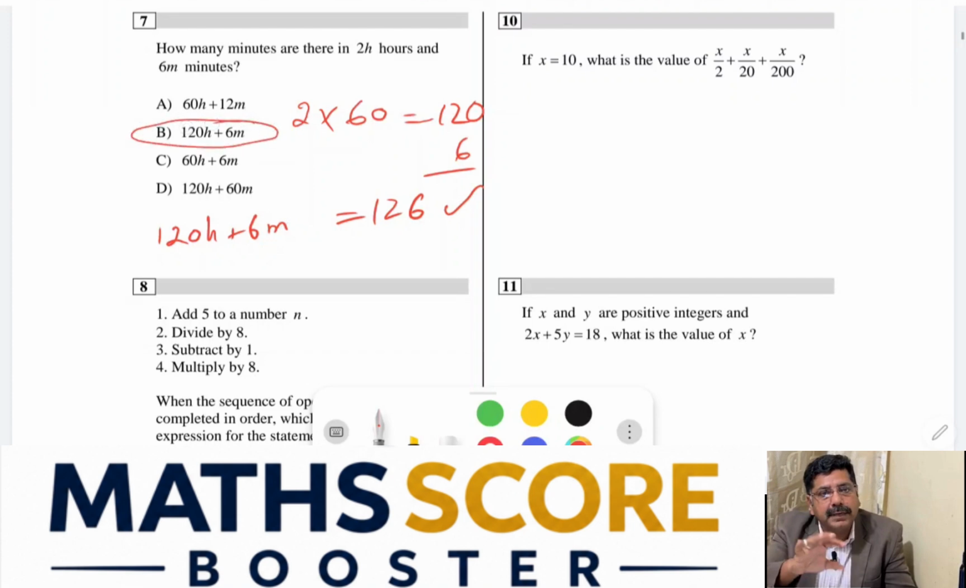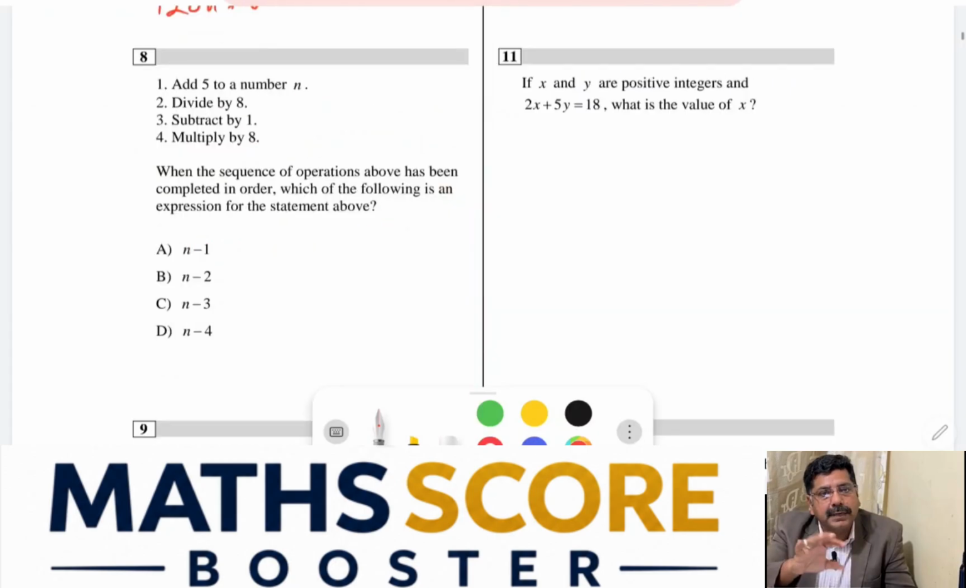If we want to calculate actually the minutes, we can calculate like this, but in this case we need to do the other thing. Okay, question number 8 we will do later, but as it is here on the way, we will solve it now. It is step by step. How will it be step by step? First is add 5 to a number. The number is n, and add 5 to it.